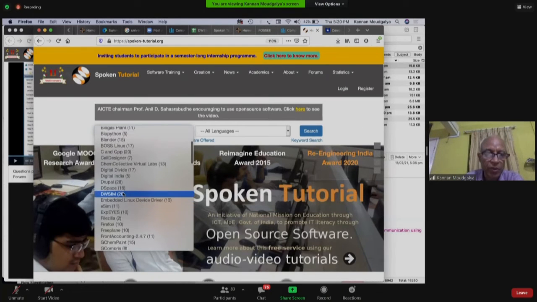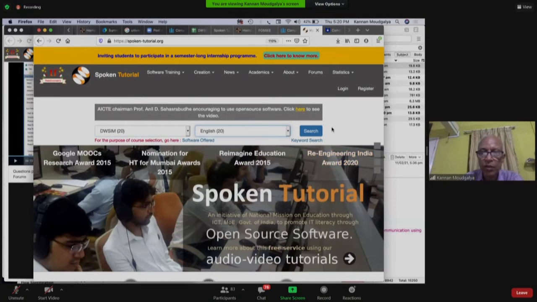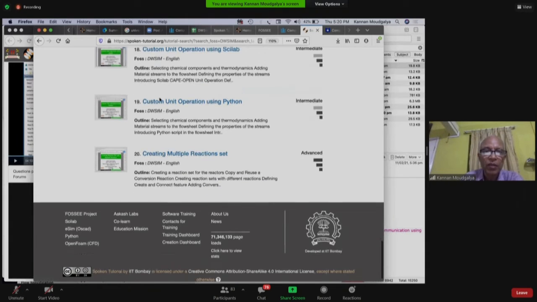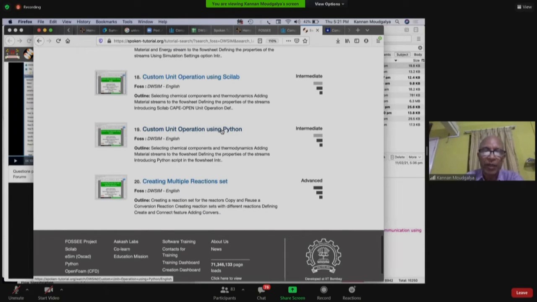So let me go to DWSIM, go to English, search, and if you see at the bottom, custom unit operation using Python. This is custom model generation using Python, right? It is possible to do it through Scilab also, but this is a lot more restrictive. Python is good because you may be learning Python, or you always wanted to learn Python, and somebody said, what's the point? What would you do with it? Here it is: custom unit operation using Python.